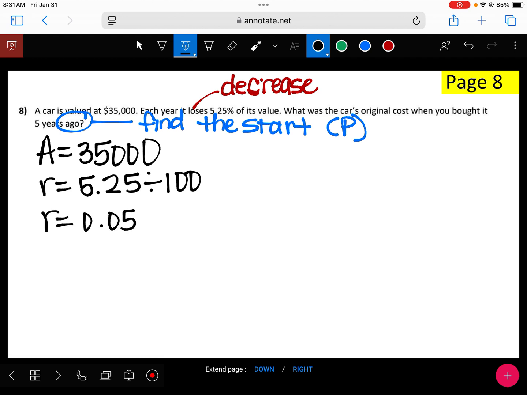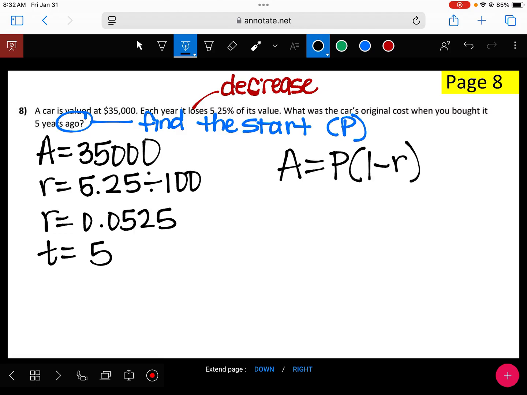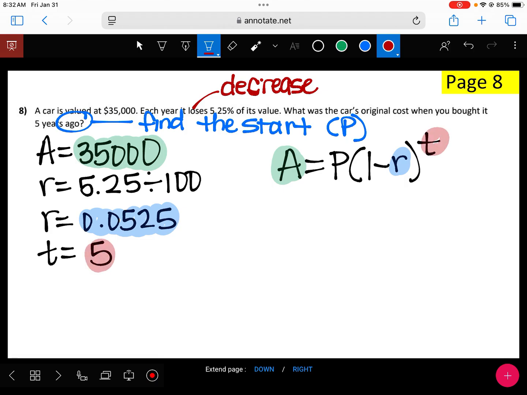And that should give you 0.0525. And it's 5 years ago, so T is 5. So our original formula would be, because this is a decreasing model, so this is my formula that I'm working with. So A, that's going to go here. So 35,000 goes here. R, that's going to go here. And T will go here. And we're going to divide again. This time, anytime you're trying to find the start, we have to divide.